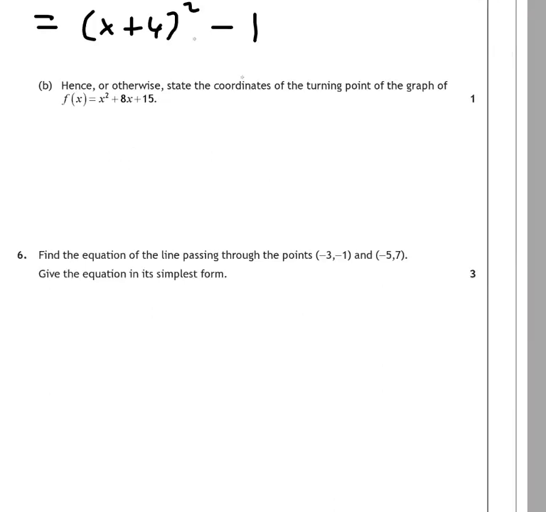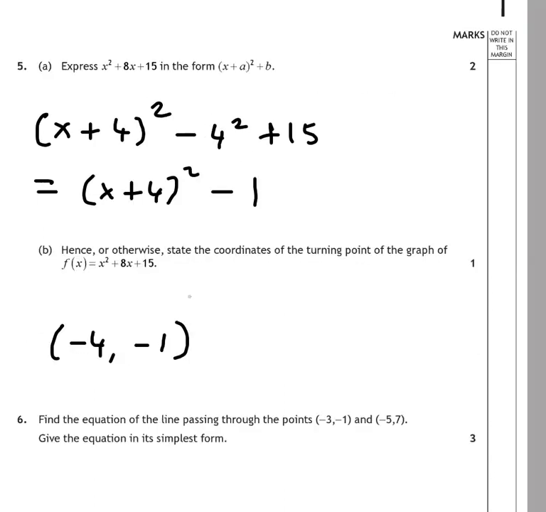Otherwise, state the coordinates of the turning point of the graph of x squared plus 8x plus 15. So the turning point would just have the opposite coordinate to the x coordinate, and then the y coordinate would be the same as this number over here. So it would just be minus 4, minus 1. Right. Okay, so that's question 5 done.